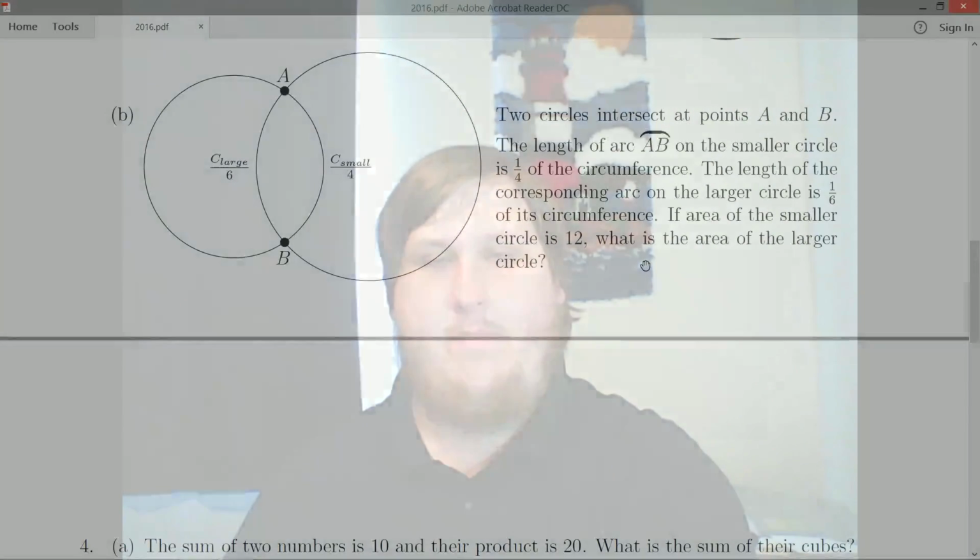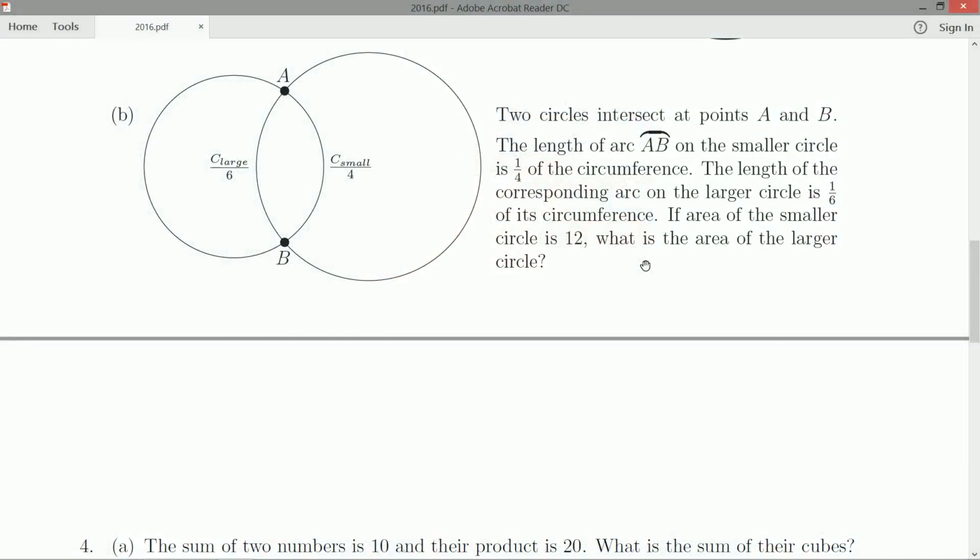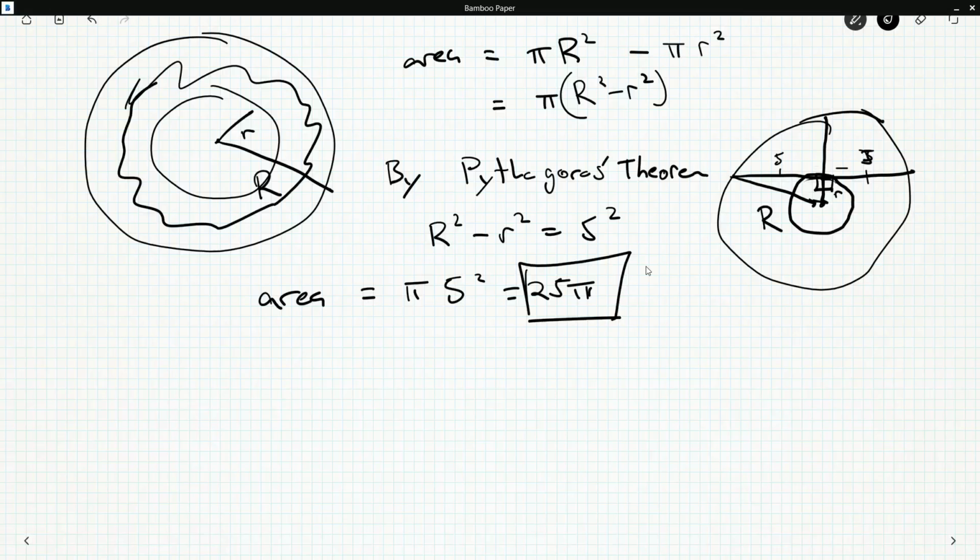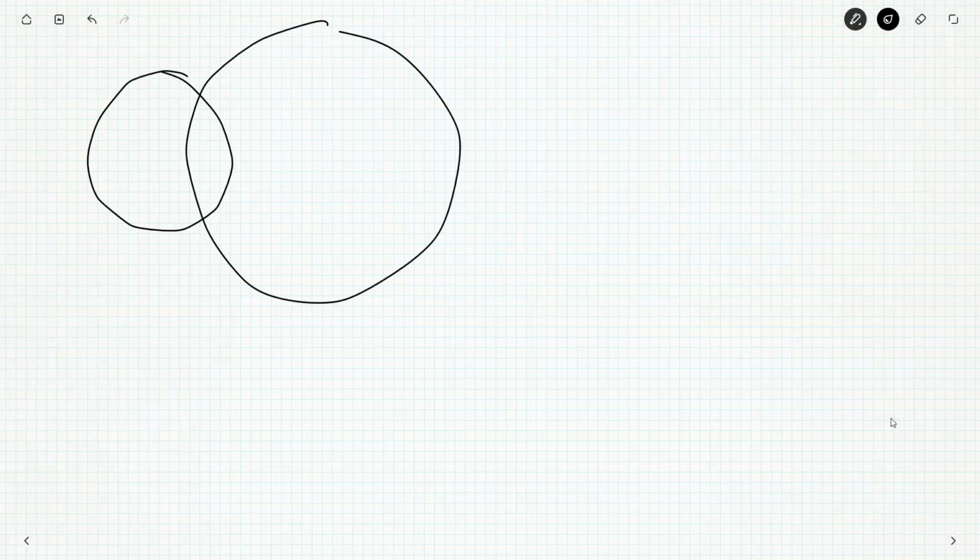So I'll tell you what, we're going to draw the picture here. I probably need some more space, so we'll go over a page. All right, so small circle, big circle, A, B, and we know the area of this one here is 12.